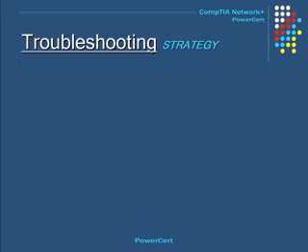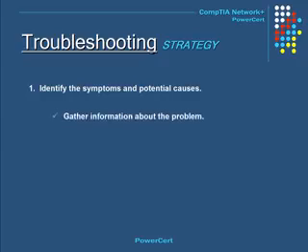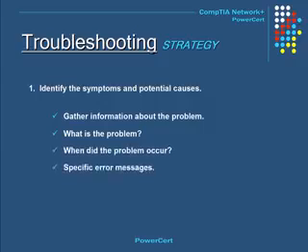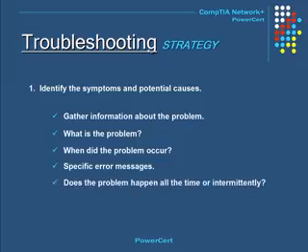And then there are certain procedures for solving network problems. And here are some of the steps to do that. So the first step is to identify the symptoms and potential causes. This step is where you gather information about the problem, such as what exactly is the problem, when did the problem occur, were there any specific error messages, and does it happen all the time or intermittently? So by gathering as much information as possible in the beginning, it'll greatly enhance the diagnosing process and ultimately fixing the problem a lot faster.